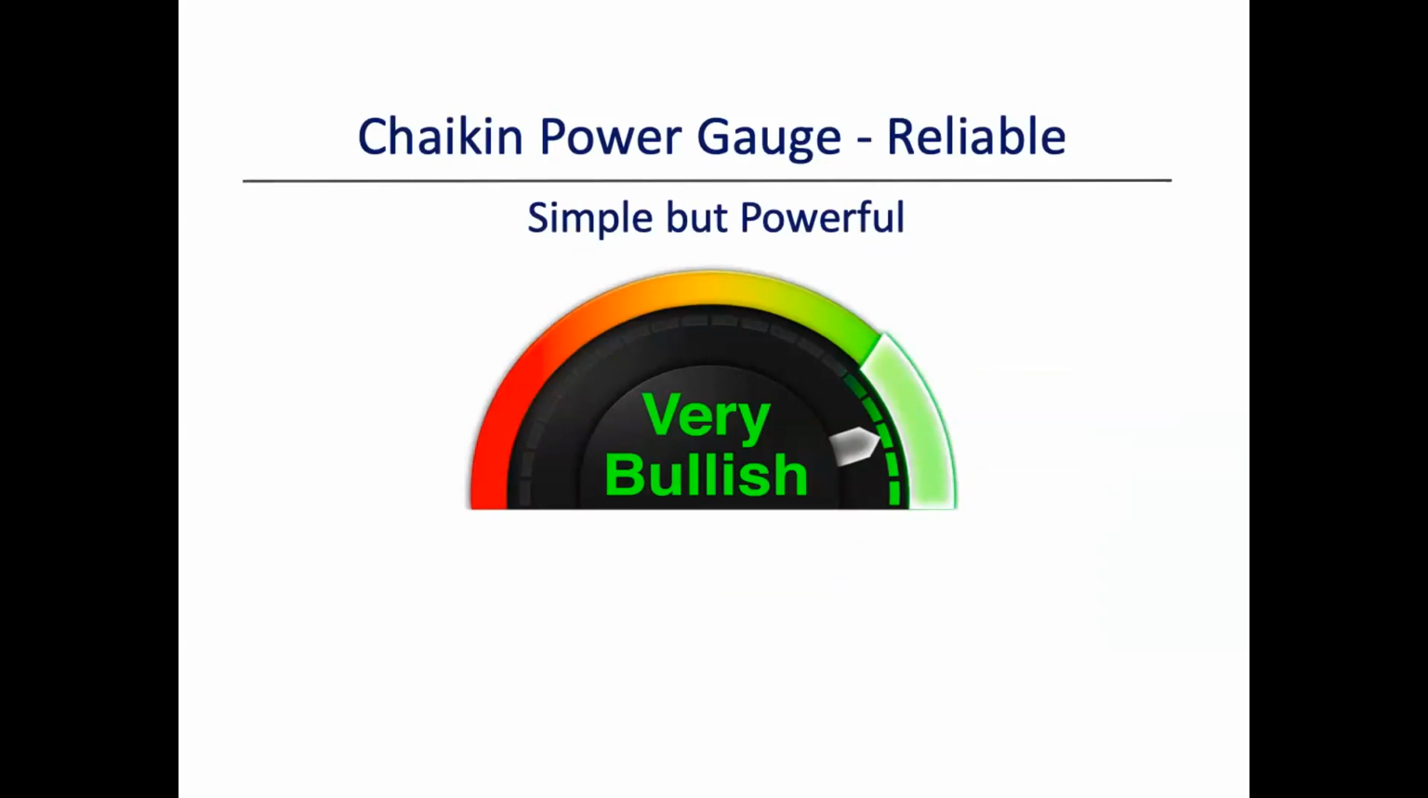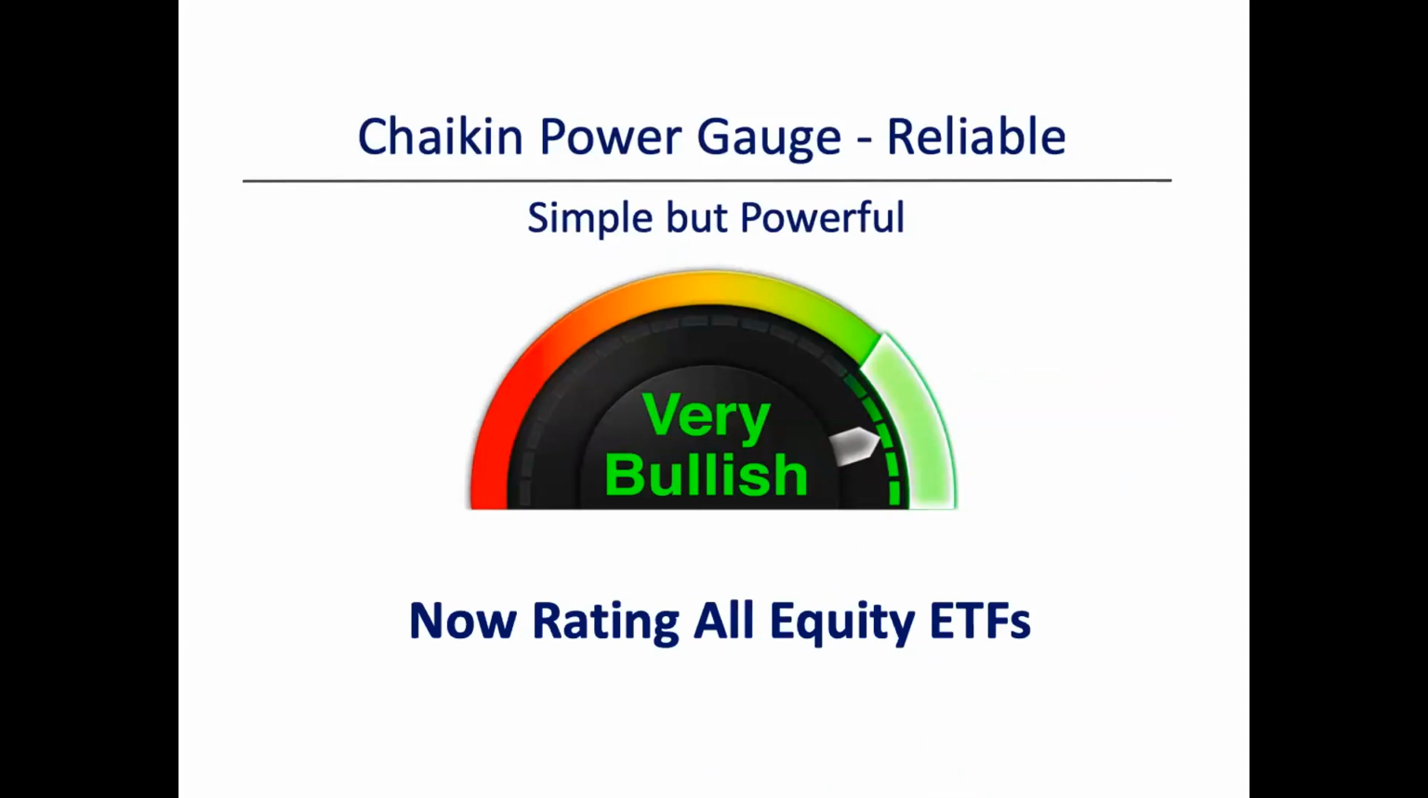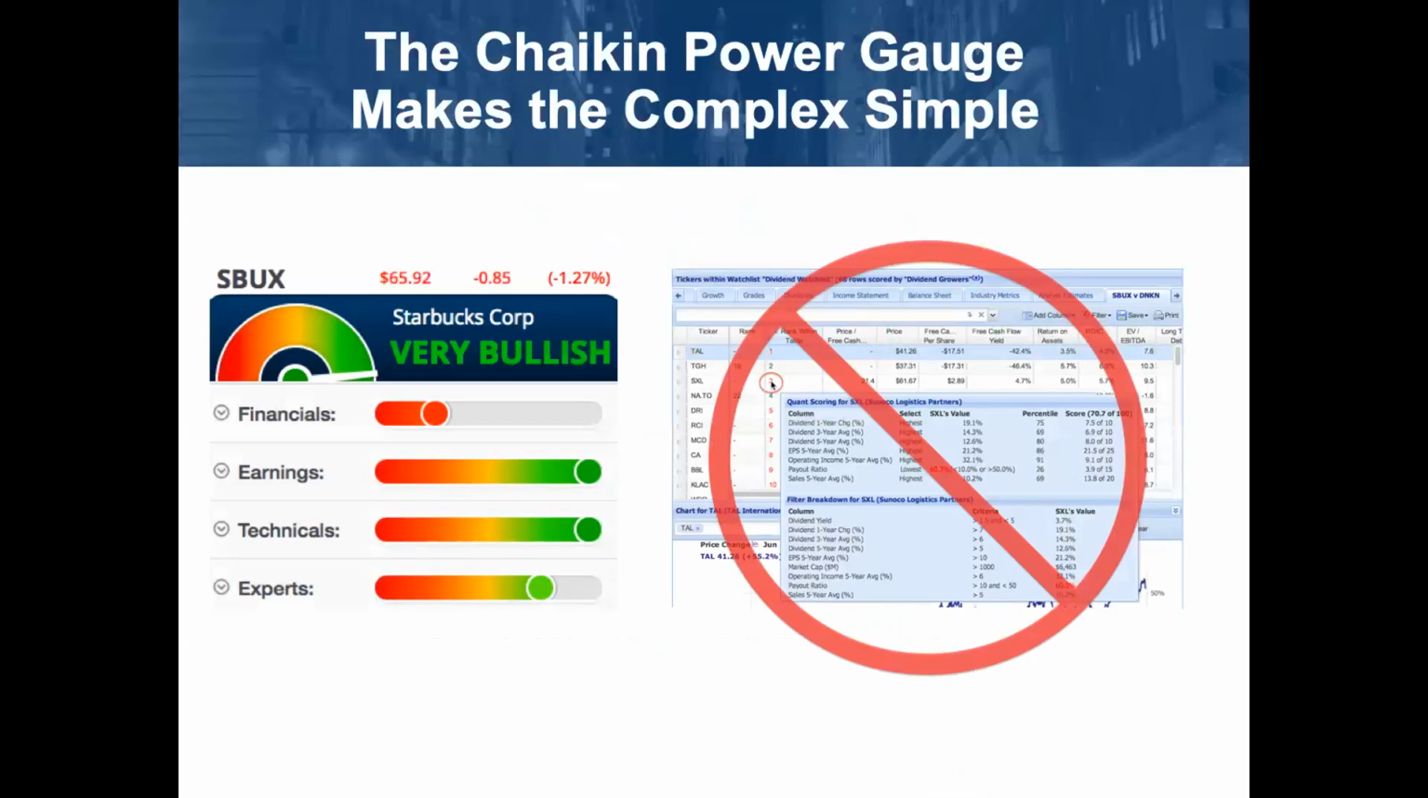It's a very simple display, but there's a lot of number crunching going on under the surface. I like to say on these webinars that the Power Gauge rating is like a Chevrolet with a Ferrari engine under the hood. Lots of number crunching, looking at the fundamental data that big institutional investors look at every day. And now we have ratings for all liquid equity ETFs. So the Chaikin Power Gauge takes all that fundamental data on the right and makes that complex data very simple, because it combines it into a rating that you see on the left for Starbucks.